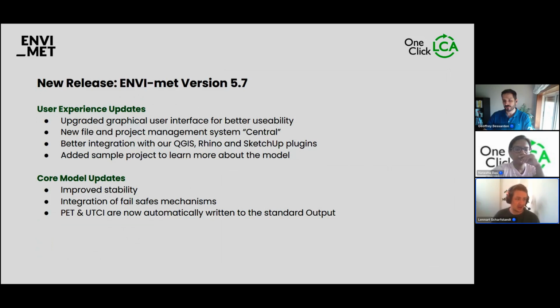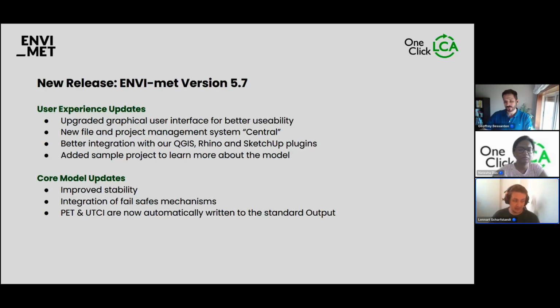And we also now have a new file and project management system, which enables you to more easily manage your data, especially when you have bigger projects. Then things might get messy, and this prevents this from happening. We also have a better integration now with our plugins, so QGIS, Rhino, and SketchUp.